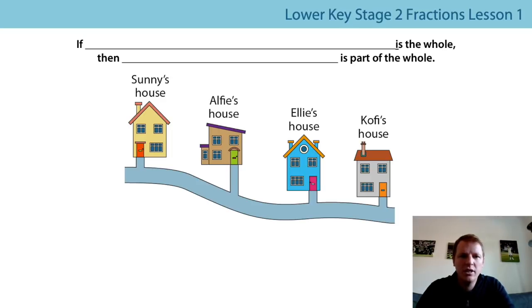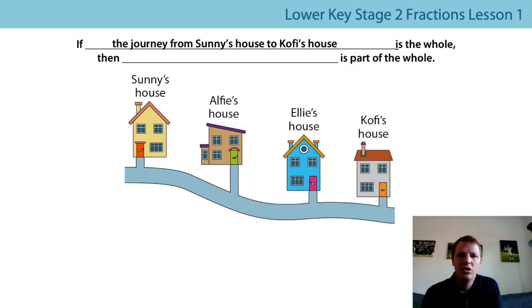We've got Sunny's house at the beginning, Alfie's house, Ellie's house, and Kofi's house. The concept we're thinking about now is the journey. So the whole is the journey from Sunny's house along the road all the way to Kofi's house. So let me show you that in our sentence. If the journey from Sunny's house to Kofi's house is the whole, then I wonder what is part of the whole.